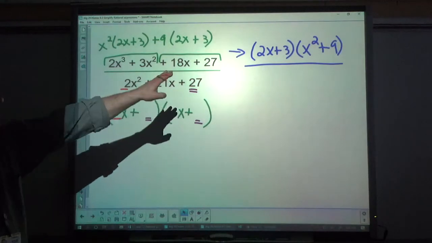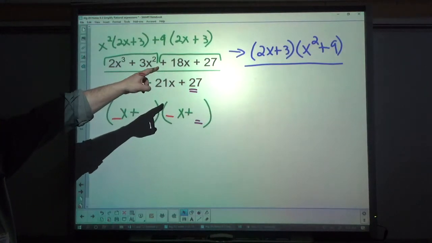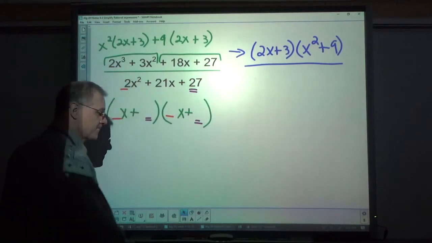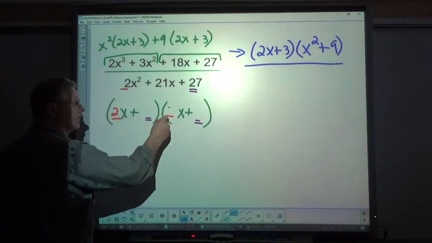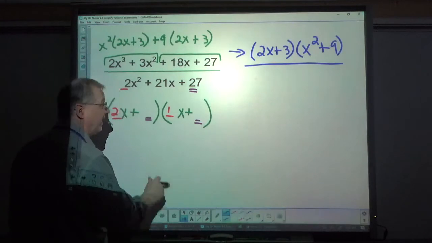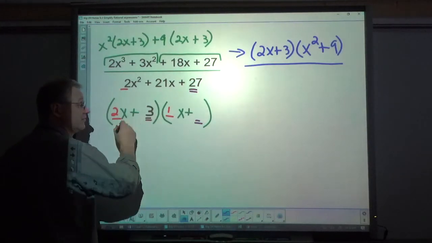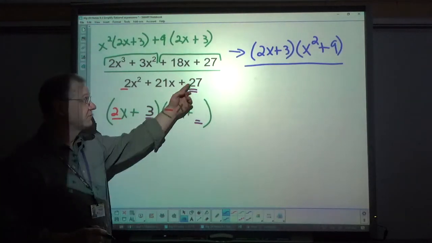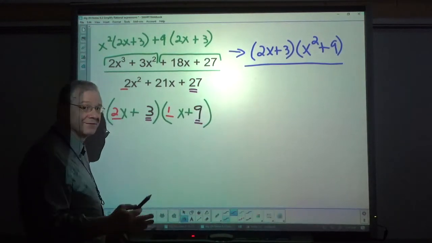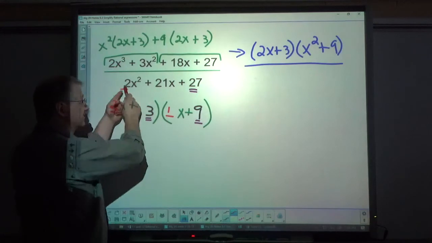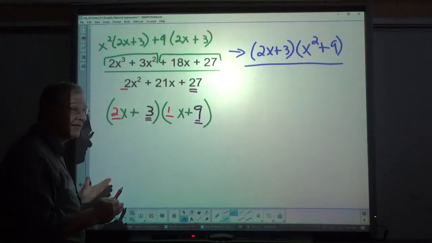Now, if I look at that, that's a huge hint. I am likely to put 2 and 1 and then have the 3 with the 2. Now, what times 3 gives you 27? 9. Did that work? Now, I know this gives me 27 and this gives me 2x squared, but did it give me my middle term?